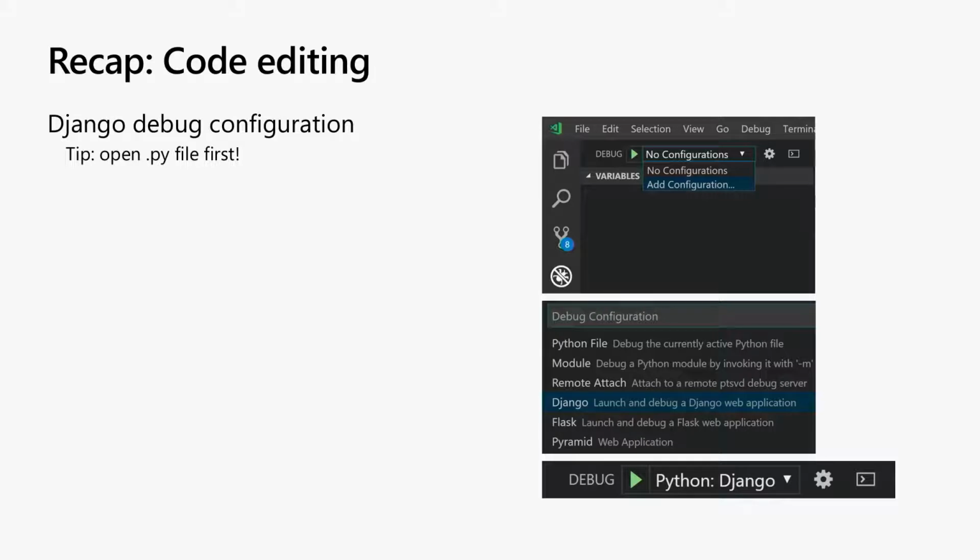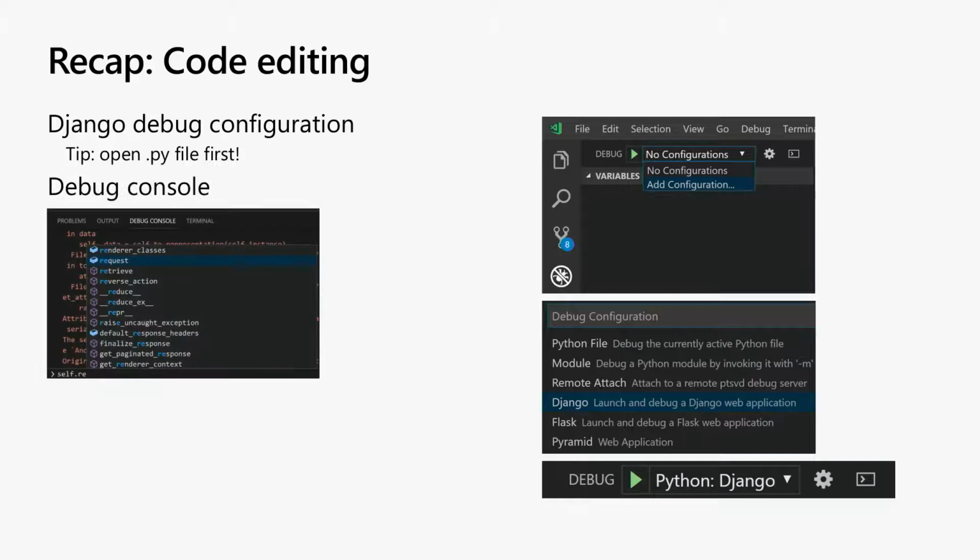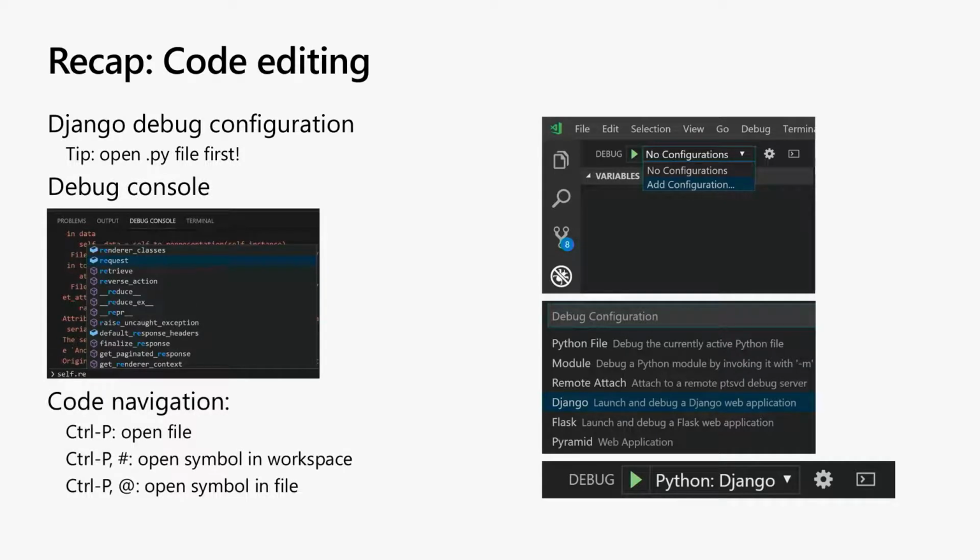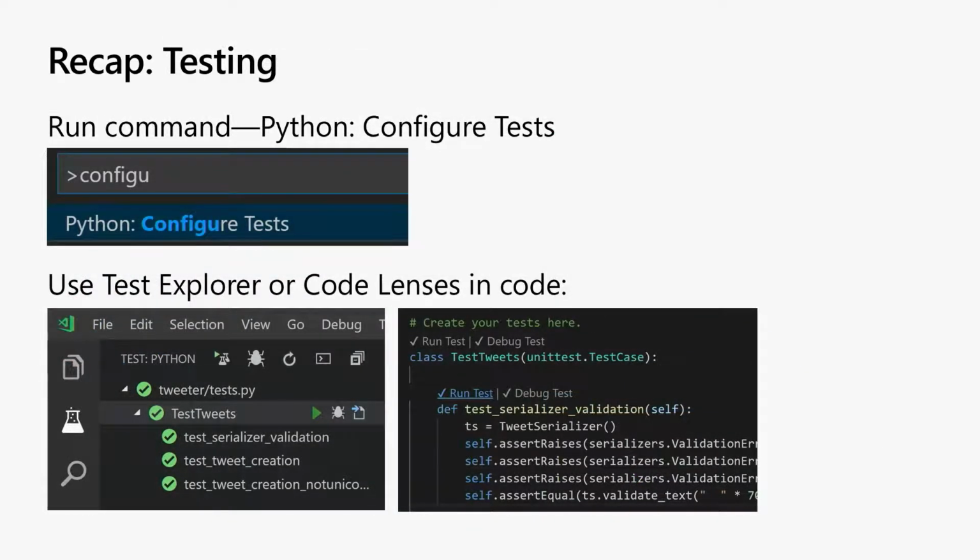Just a quick tip, if you try this at home and you're not seeing Python show up, just open a Python file first. That'll initialize the Python extension and give you your debug configuration options. And then we used the debug console to inspect some variables, and then we did a little bit of code navigation with Control-P to open files, symbols, and browse around. And then we configured our tests, and once we configured our tests, we could use the test explorer or code lenses in our code.